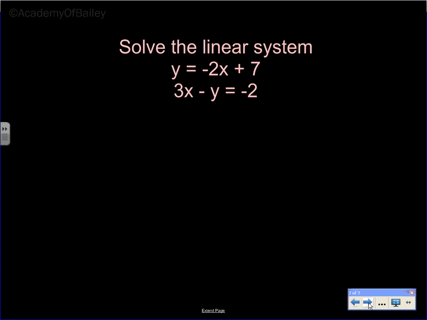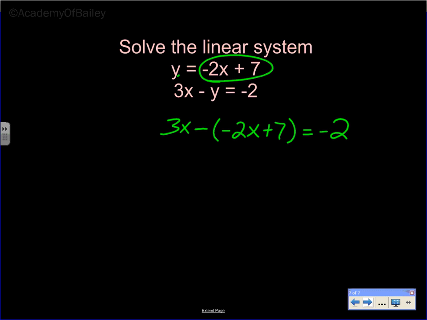Okay, if we look here at the top equation, it says y is equal to something. So I'm going to plug what y is equal to from the top equation right in there for y. And that would be negative 2x plus 7. So we have 3x minus, don't forget your minus sign outside. And what does y equal? Well, y is going to be equal to negative 2x plus 7. We get that from the top equation. And that's all equal to negative 2.